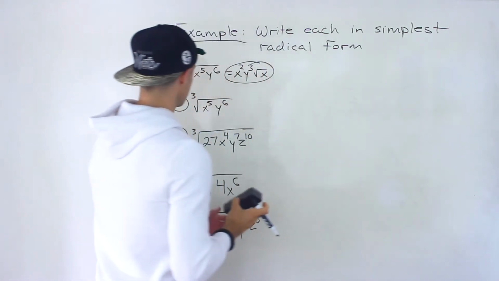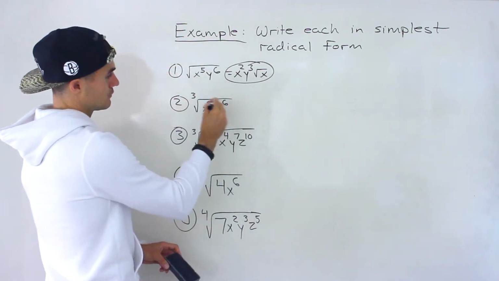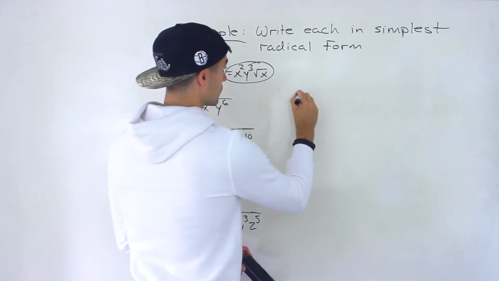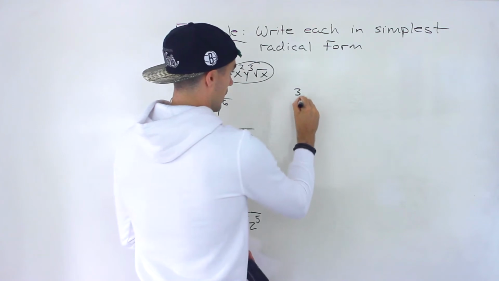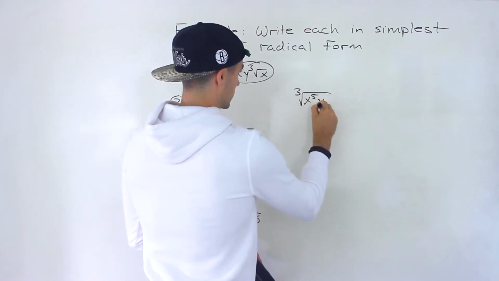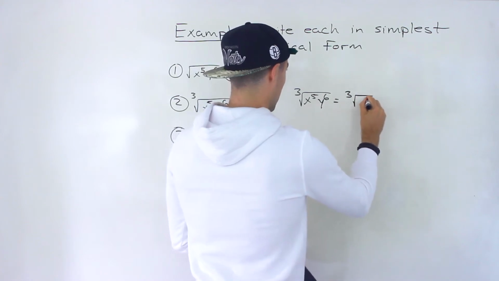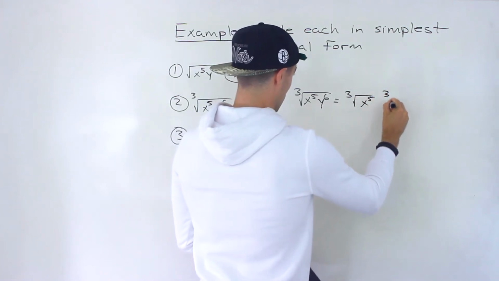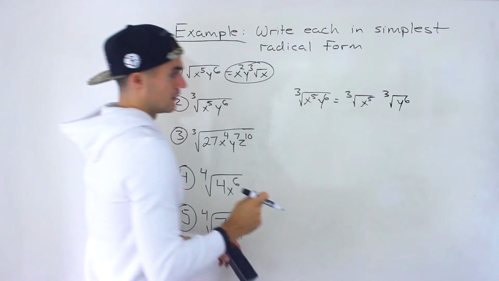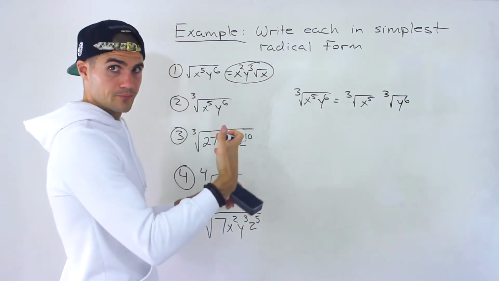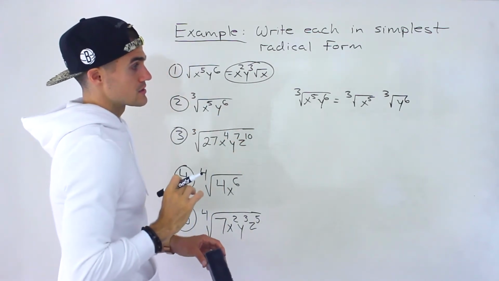So moving on to number 2, notice that the inside of the root is the same, but now we've got the third root of x to the 5, y to the 6. We could rewrite this as the third root of x to the 5 times the third root of y to the 6. And we can work with both of these separately.